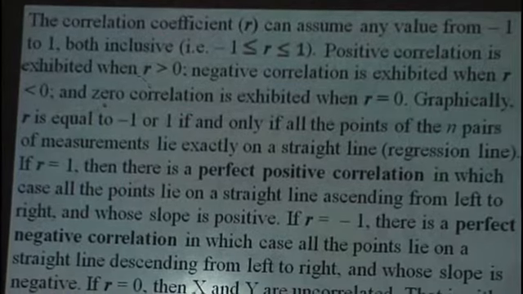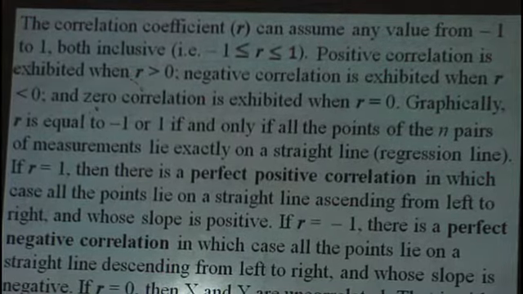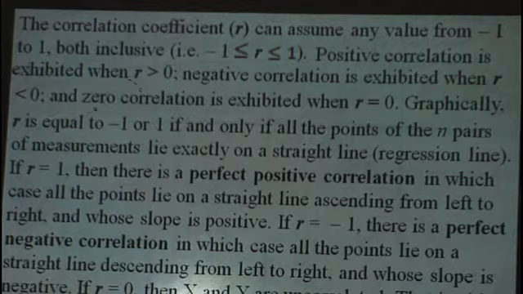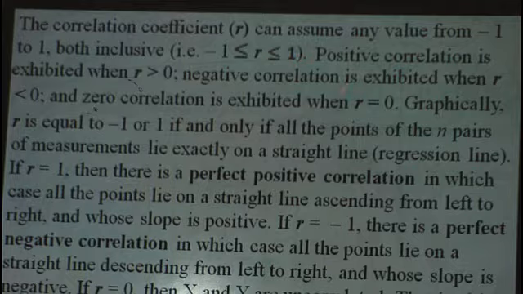Pearson product movement correlation coefficient is greater than 0, the correlation between the two variables is termed as positive. Whenever it is equal to 0, there is no correlation between the two variables. And whenever the correlation coefficient is less than 0, then we say it is a negative correlation coefficient.